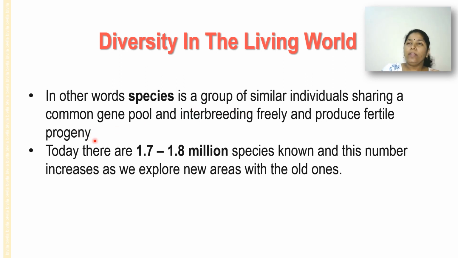They have similarities and share a common gene pool, interbreeding freely and producing a fertile progeny. And you know that 1.7 to 1.8 million species are known to us now, and this number also increases as we explore and expand to new areas. If you search a new area, we can find more organisms, other than the already identified ones. If we expand our area of observation, this number of about 1.8 million total species increases. If you go to the forest, you can see more varieties of species, and new, unknown organisms can be identified there, right?